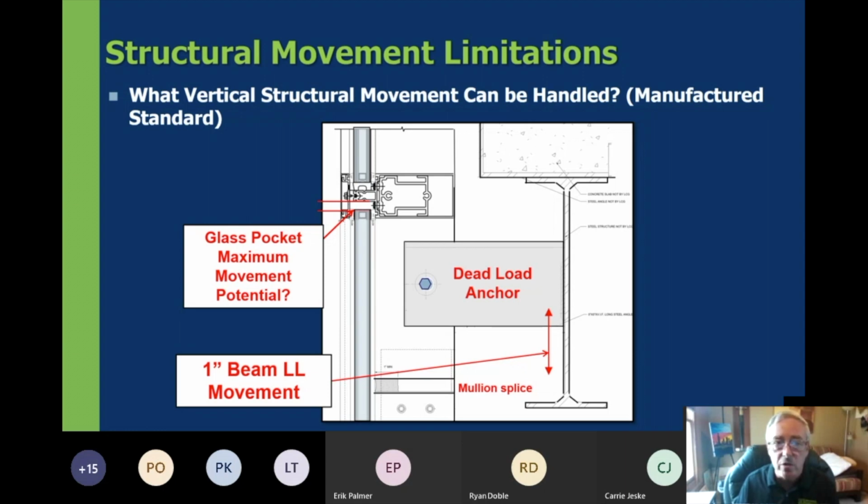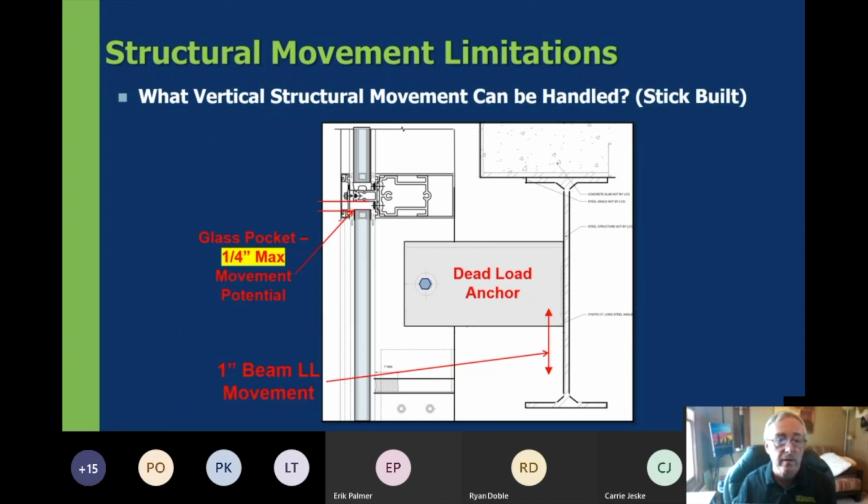So how much do you think that the glass in the glazing pocket can accommodate for a manufactured typical stick-built system? That's the question. The answer is, typically manufactured stick-built systems can only accommodate 1/4 inch maximum movement in that glazing pocket.